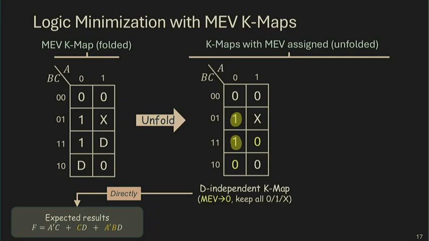So by ignoring the map-entered variable and only looking for implicants based on the minterms, I can find a term, in this case A prime C, as one of the prime implicants that does not depend on the D variable. That is one thing I need to include in my minimal expression. You see at the bottom, I have A prime C. It is an implicant that does not depend on the MEV, which can be found by just ignoring the map-entered variable in the K-map. Setting D to 0, ignoring it, you find these implicants that do not depend on the MEV.